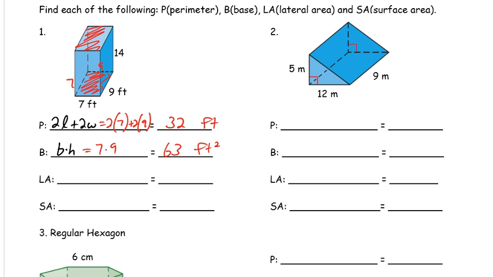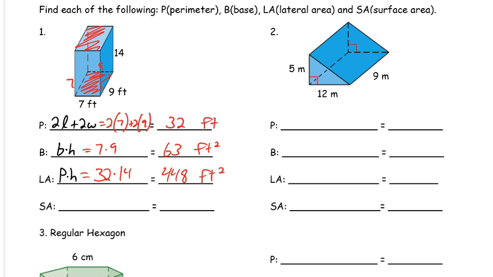Your lateral area would be your perimeter times the height. The perimeter we just found, 32. The height is 14. 32 times 14, I'm going to use my little calculator here. 448 feet squared. That's still area, so that's feet squared. We're not into feet cubed yet, that's volume, so hold on to that until the next video.